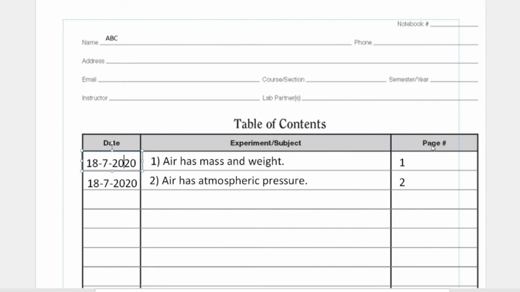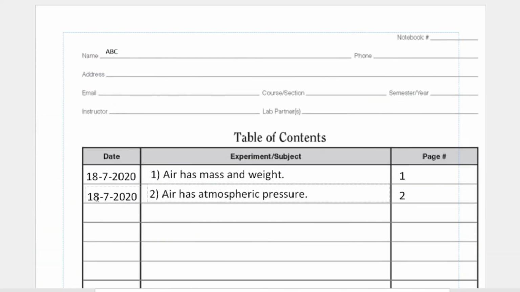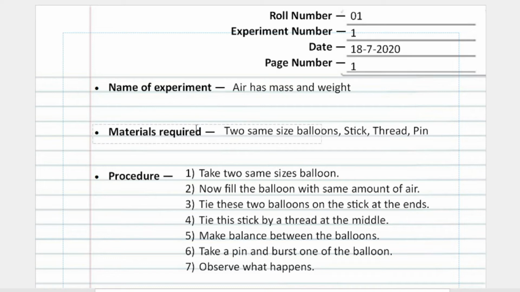Then you have to write the page number of the activity page. This is the first. Now here is your first activity page. The page number is 1. Like this, when you do the second activity on the same day, that is 18th July 2020, you have to write the name of the second experiment, that is air has atmospheric pressure, and this activity will be written on the second page. Therefore the page number is 2, and at that time you have to take a new page of these points.